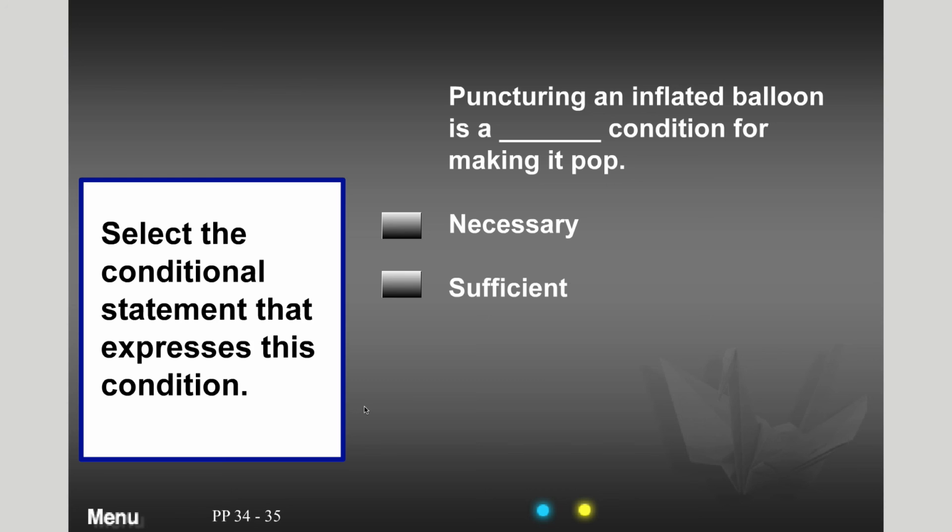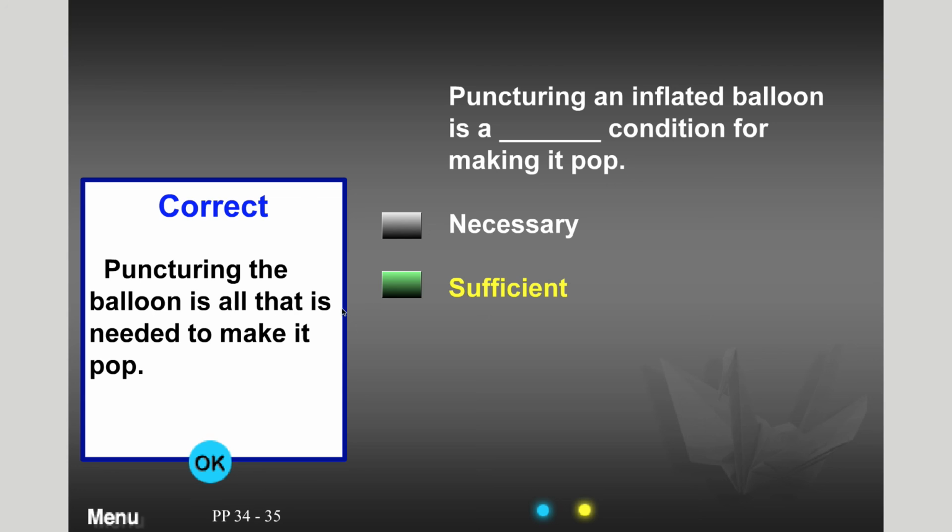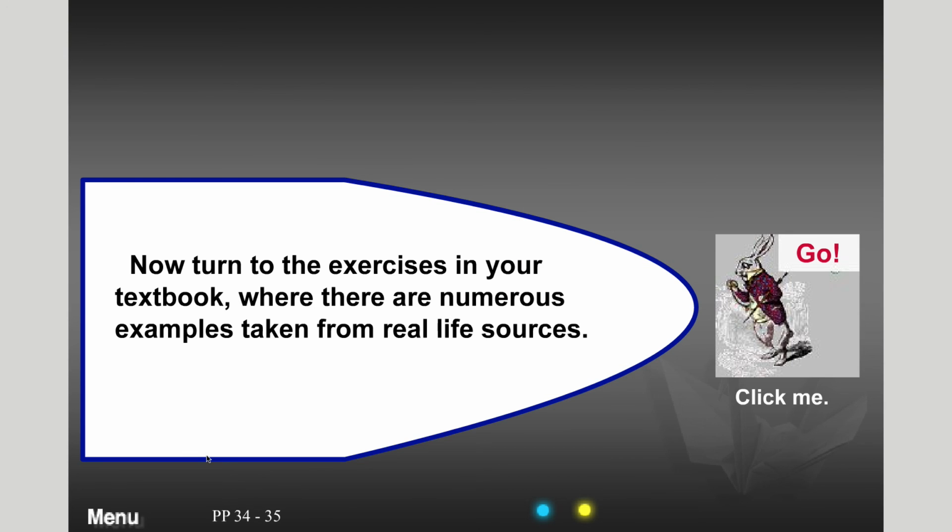Puncturing an inflated balloon is a condition for making it pop. Is it necessary or sufficient? Is it all that is needed? Yes, puncturing an inflated balloon is all you need to do to make it pop. In the textbook, there are numerous examples from real life and so on.